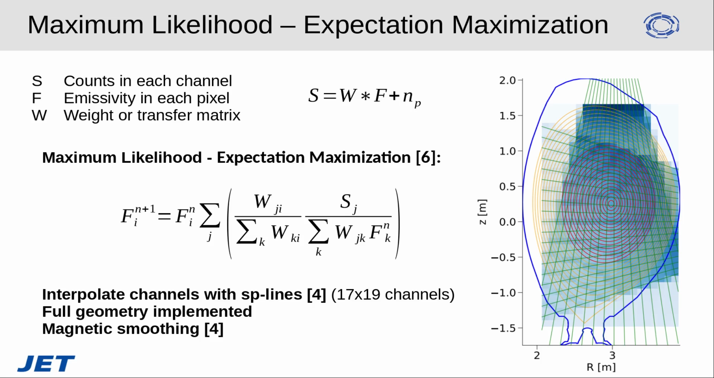Since the gamma camera performs measurements on only two projections, we need to add some magnetic information to perform a better inversion. This is done using a magnetic smoothing operator which performs an average over the projection of the flux surfaces on the poloidal plane.